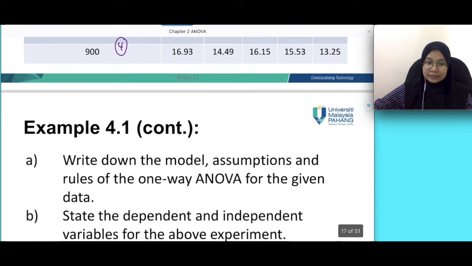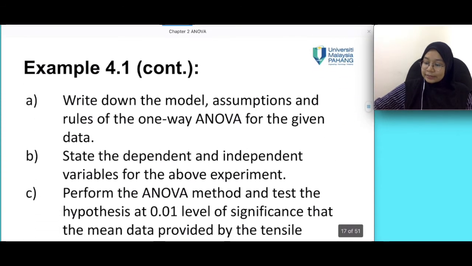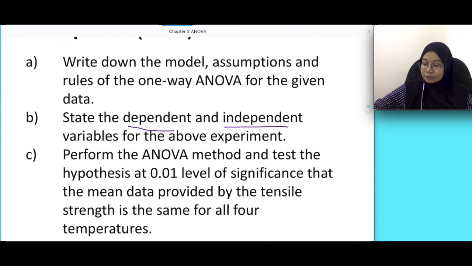Write down the model assumption. Okay, I'll skip this one. Okay, state the dependent and the independent. So, the dependent is the tensile strength. Independent is the temperature. So, C.